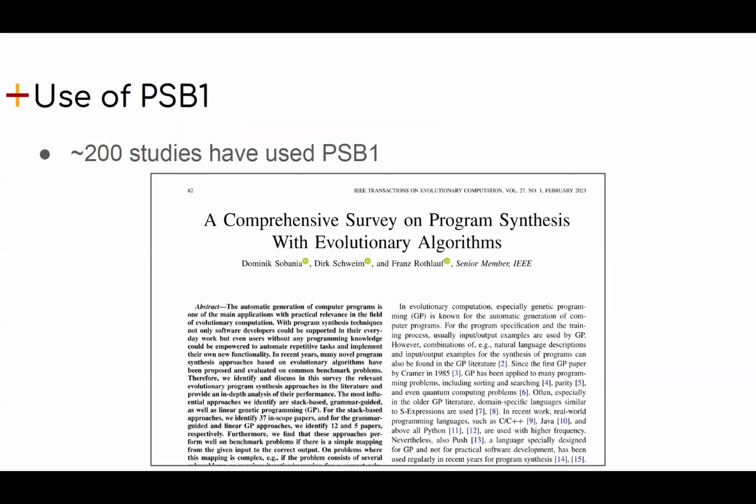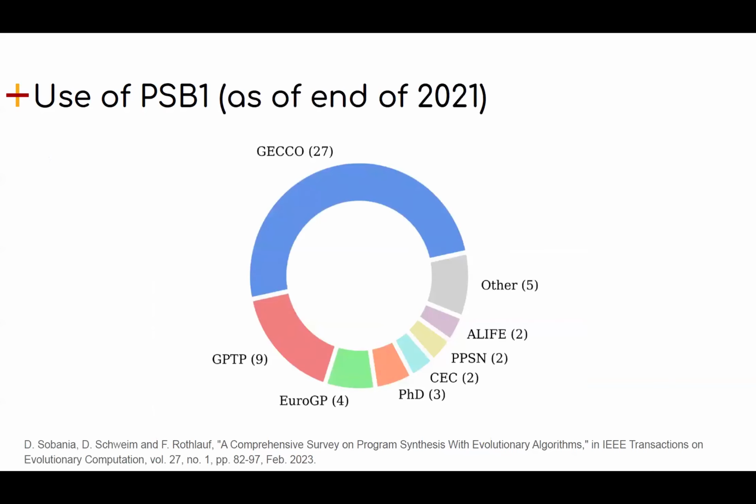I want to talk about how these problems have been used in the last 10 years. We now call this problem suite PSB1 because about 4 years ago, we published a second set of benchmark problems. About 200 studies have used this set of benchmark problems, and I want to lean heavily on some work by Dominic, Dirk, and Franz, who wrote a really nice paper a few years ago that looked at all of the evolutionary computation papers that have cited this work and showed some interesting accumulated results based on that survey. I wanted to point out 2 things. These are borrowed directly from that paper.